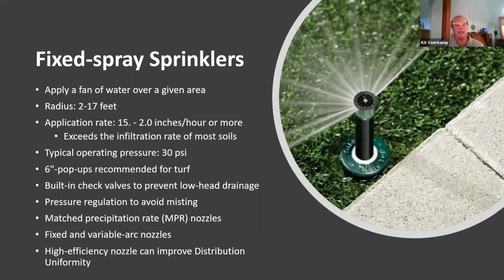You want to be using sprinkler heads that have matched precipitation rate nozzles, and that's all explained in the various manufacturers' catalogs. And then using the appropriate arc or type of head. If it's a half head along an edge, or a 3/4, 1/4, whatever, using the appropriate pattern. And so they do have high efficiency nozzles, and they can improve your distribution of uniformity, and we'll talk about that.